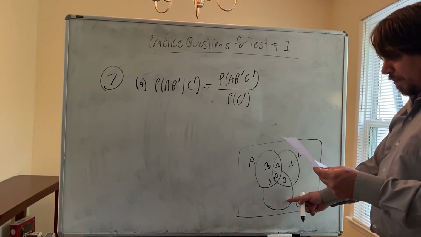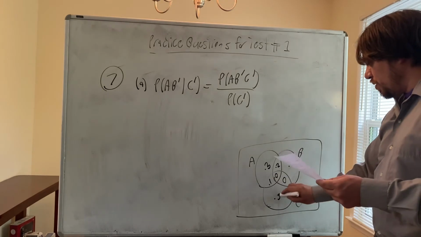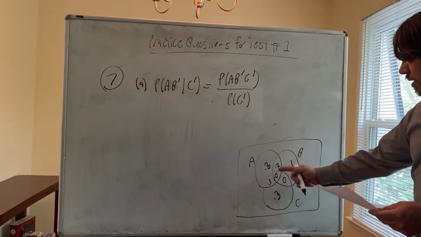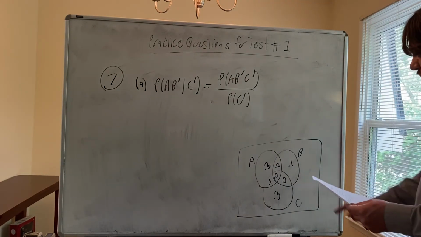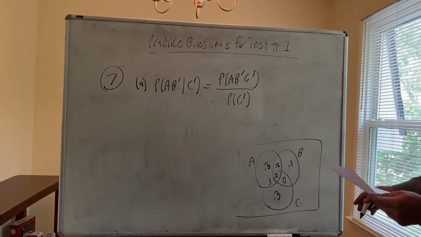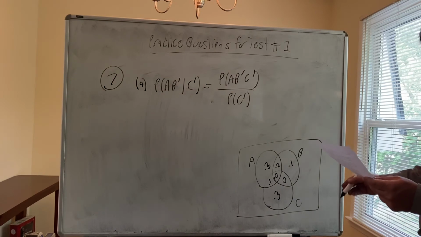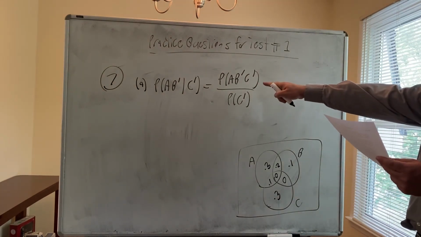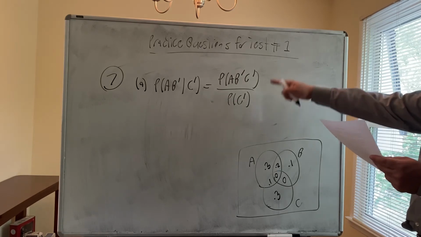Probability of C is 0.4, and there's a 0.1 there, so there's a 0.3 here. And so this adds up to 0.3, 0.6, 0.9, 1. So this adds up to 1. Good. Now the probability of A, B prime given C prime is the probability of A, B prime, C prime over the probability of C prime.